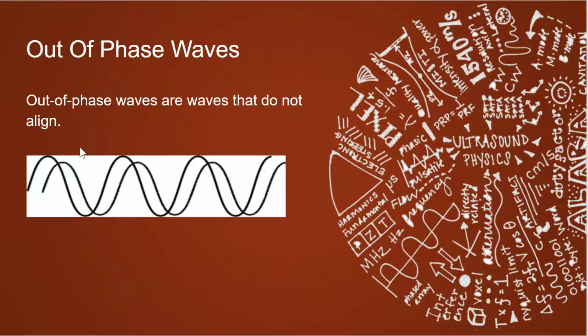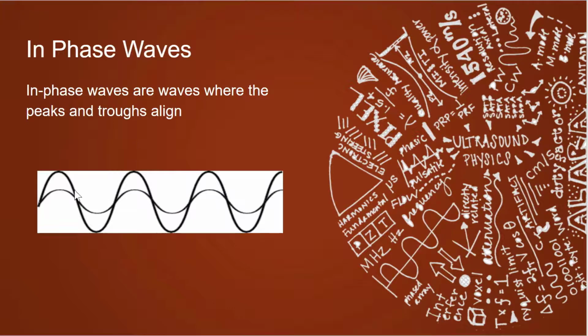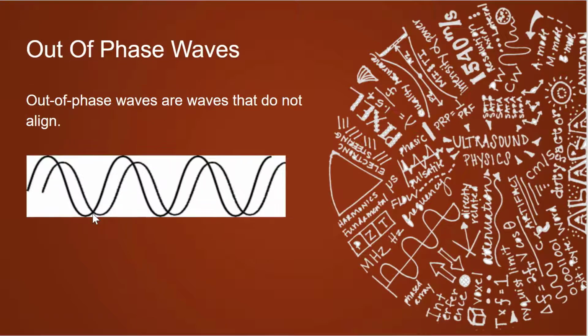Out-of-phase waves then are when we're just a step off. The waves do not align exactly. And let me point out, these waves have different amplitudes. That's okay. It doesn't matter that they're different sizes in this direction. It matters that their peaks and their troughs line up. So here we have two waves that are just off a step. Again, they're different amplitudes, but their peaks don't match up. Their troughs don't match up. These are out of phase. They do not match up exactly.